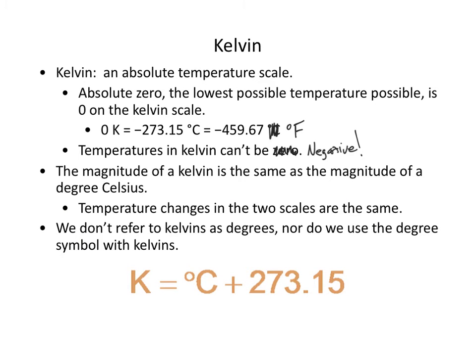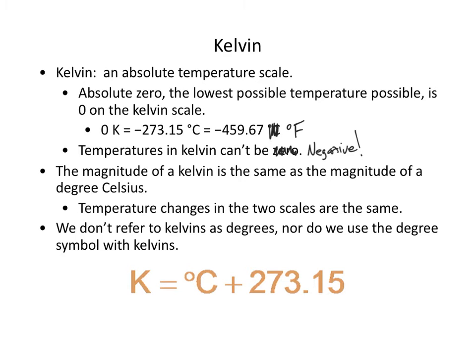Alright, so the Kelvin temperature scale is really important in science. It's what's called an absolute temperature scale. The reason we call it that is because the lowest possible temperature that can be achieved is negative 273 degrees Celsius, or that's negative 460 degrees Fahrenheit. It is impossible to have temperatures below that. And so that's what we call absolute zero. And in the Kelvin temperature scale, that's what's set to be 0.